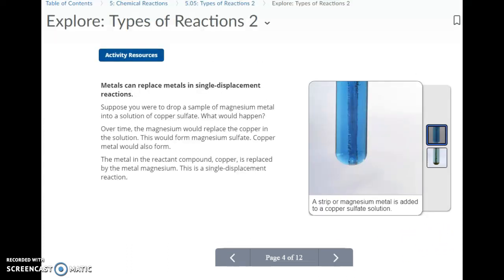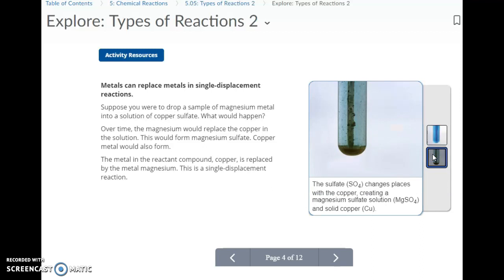Metals can replace metals in a single displacement reaction. Suppose you were to drop a sample of magnesium metal into a solution of copper sulfate. What would happen? Over time, the magnesium would replace the copper in the solution. This would form magnesium sulfate. Copper metal would also form. The metal in the reactant compound copper is replaced by the metal magnesium. This is a single displacement reaction.